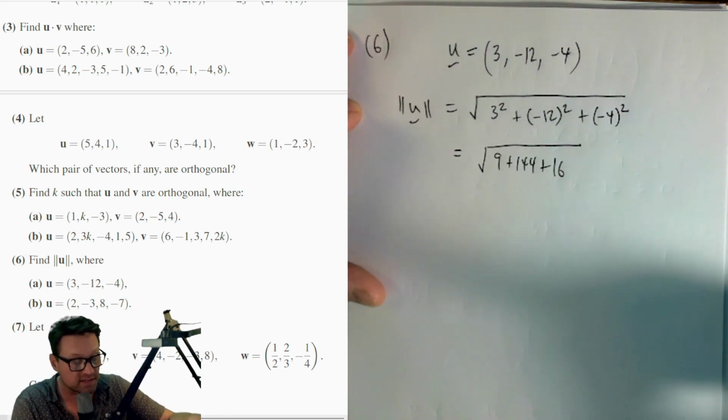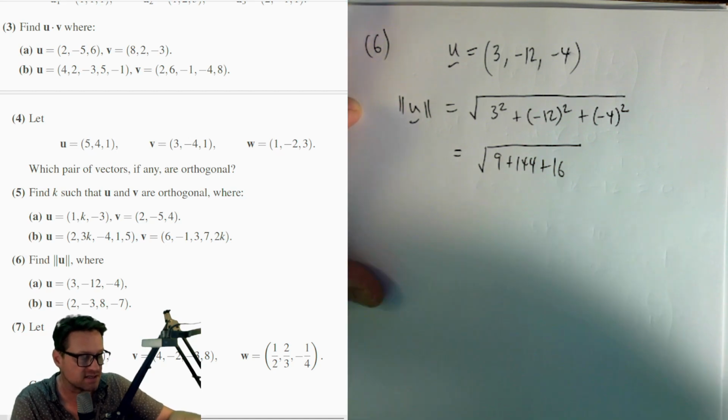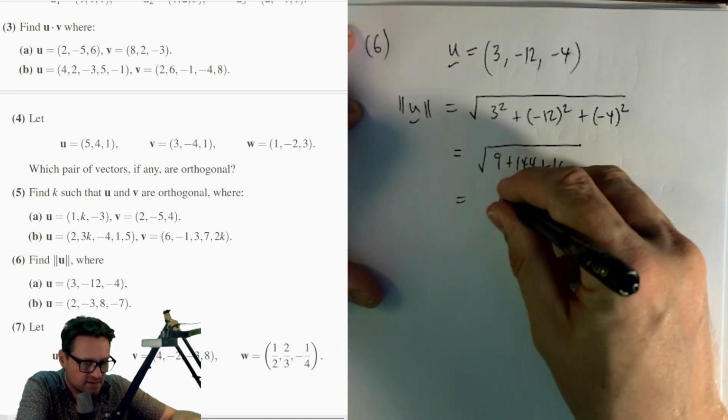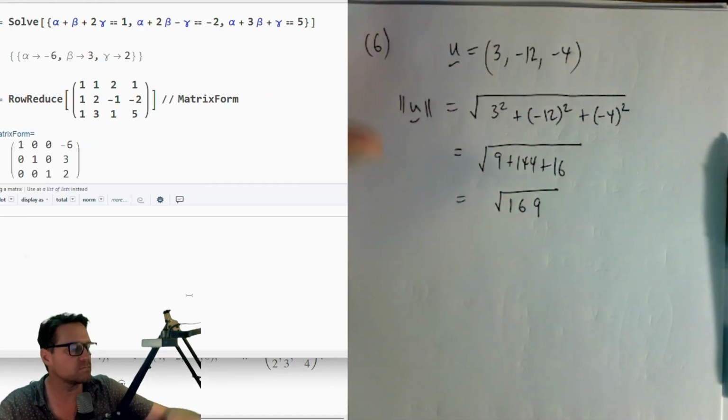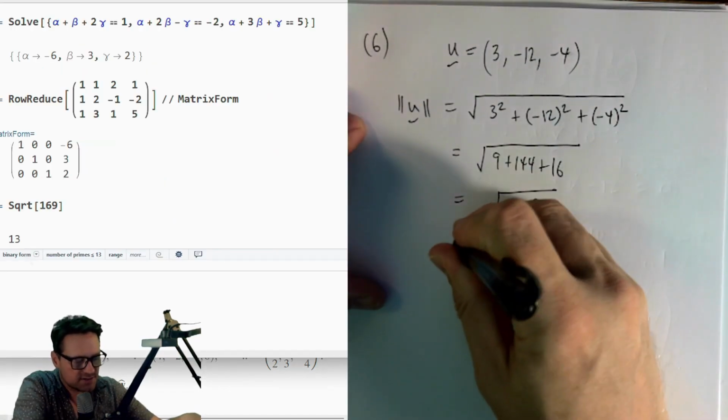Okay, 144 plus 16 is 160. So we have 169 inside the square root. And so isn't that 13 squared, 169? So yes, this square root is 13.